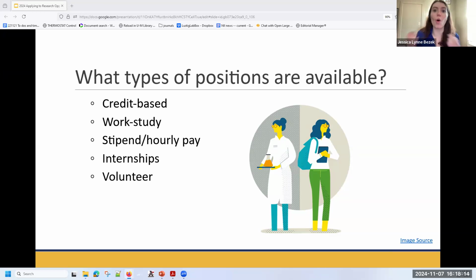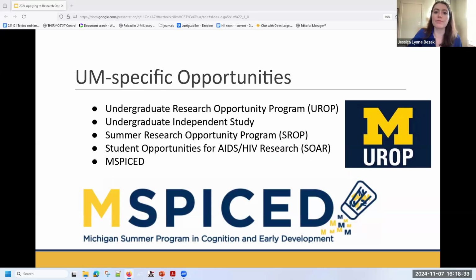And then lastly, there are always volunteering opportunities. I think it's very common for labs to have volunteers and to not really have the funds to pay those volunteers, but they are eager to have people helping out with research. And so a lot of research assistant positions do take the form of volunteer work.